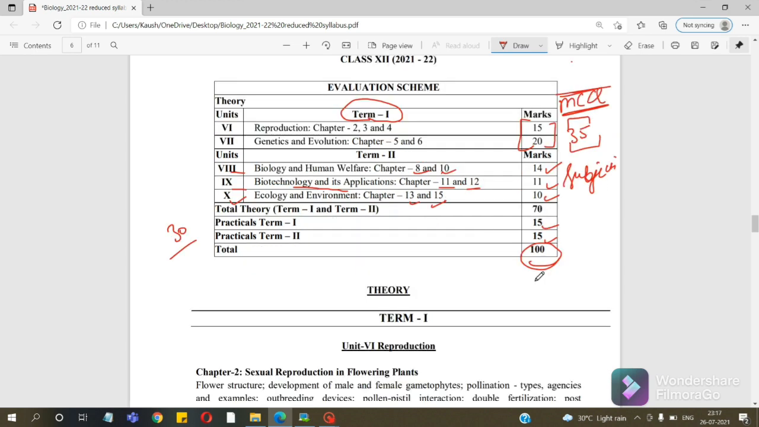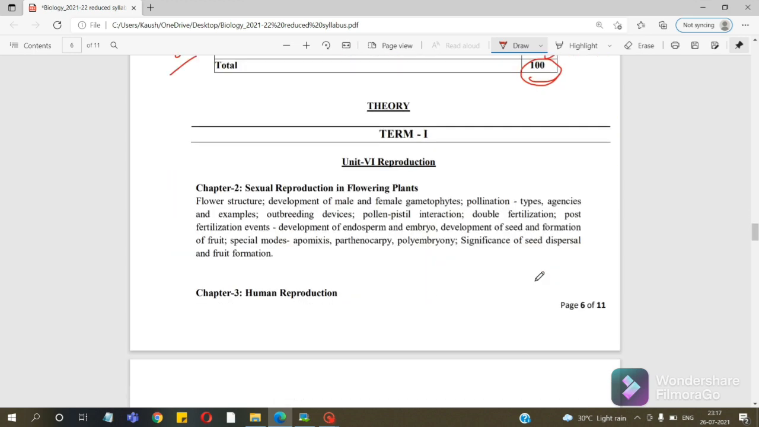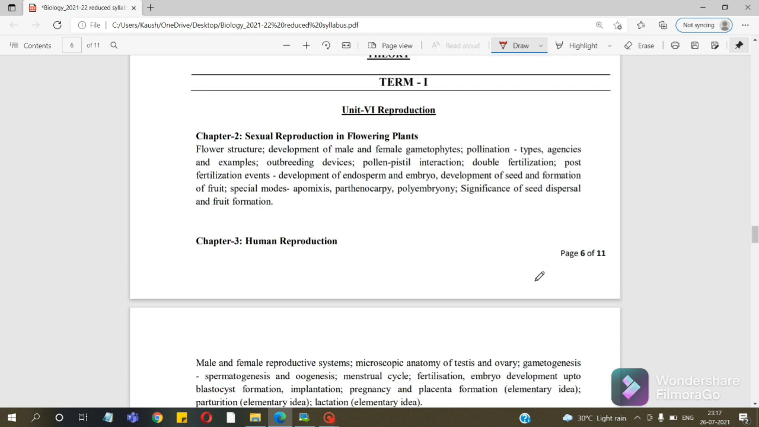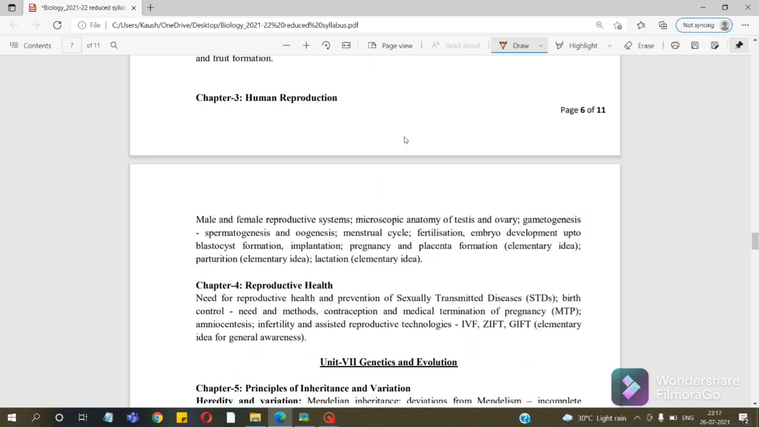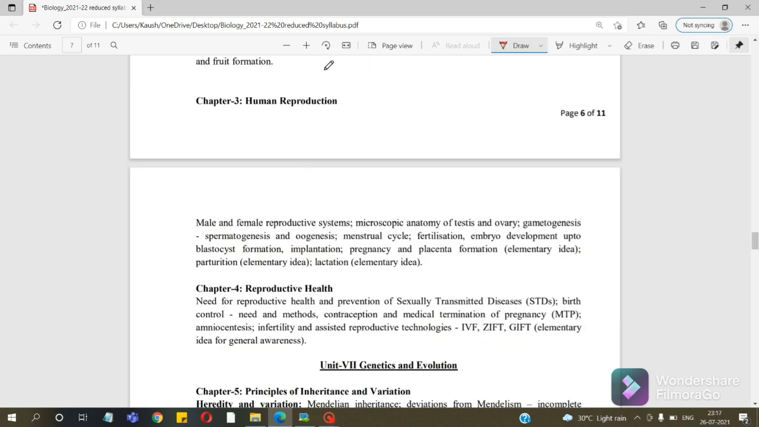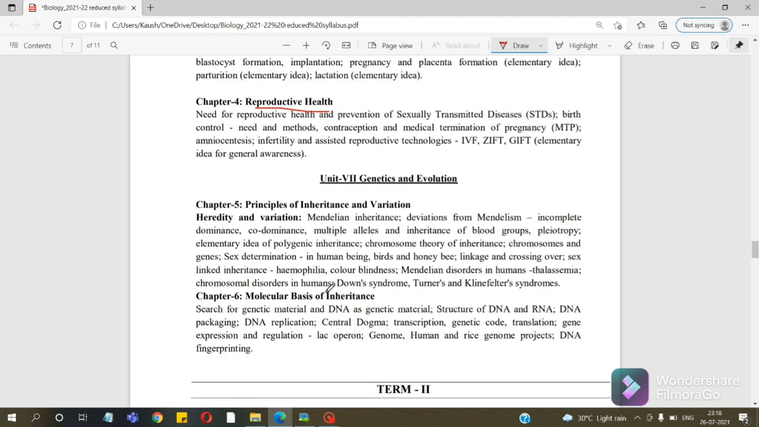Now I am coming to the details of the Term 1 syllabus. In Term 1, chapter 1, reproduction in organisms, is deleted from your syllabus this time. So chapter 2, reproduction in flowering plants, will be there. Chapter 3, human reproduction, will be there. Then chapter number 4, reproductive health. These three chapters are from unit 1.